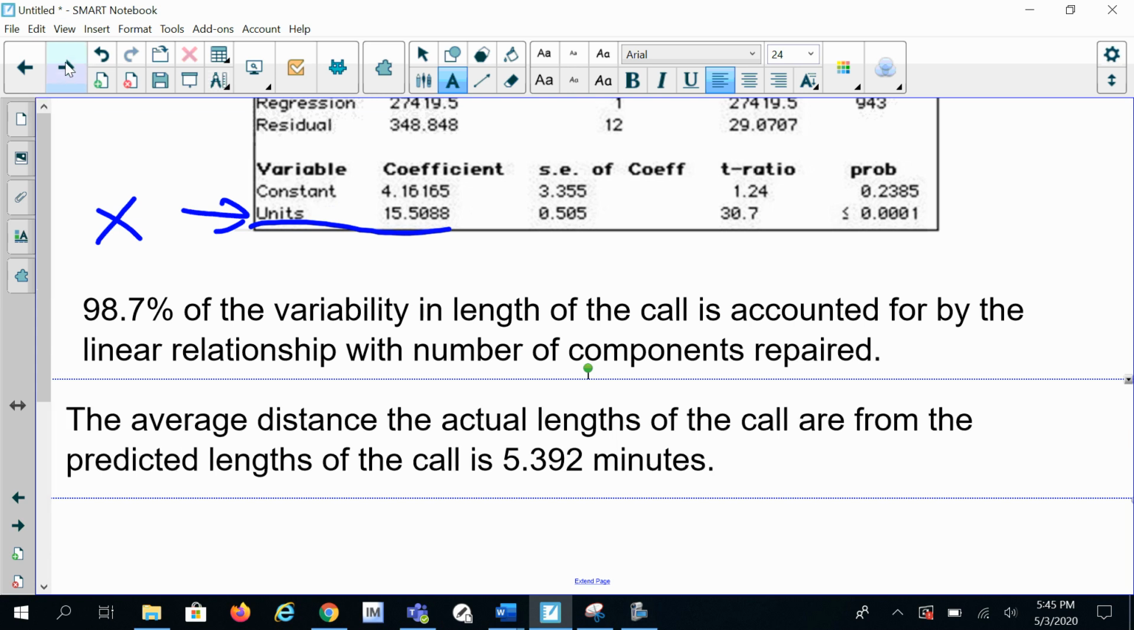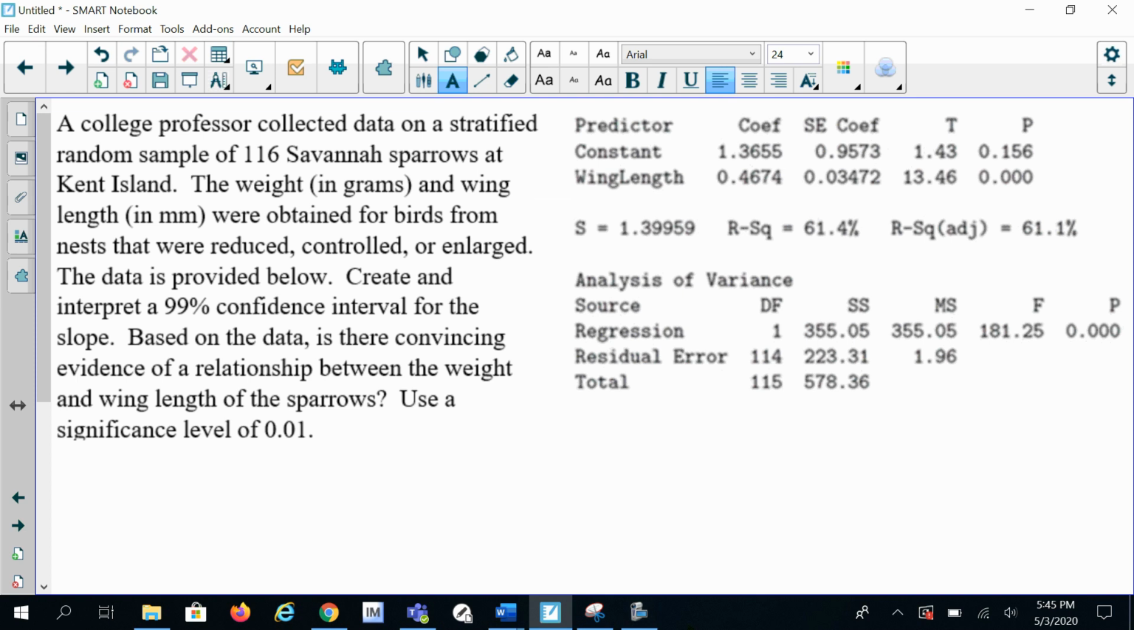We can look at one more. This will be the last example. So kind of ignore the directions. This one, it says a college professor collected data on a stratified random sample of 116 Savannah sparrows at Kent Island. The weight and wing length were obtained from the birds in the nests that were reduced, controlled, or enlarged.